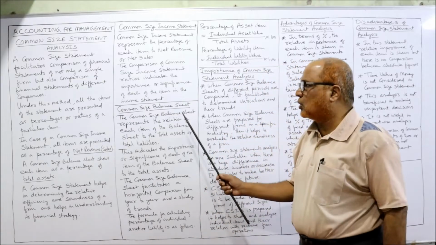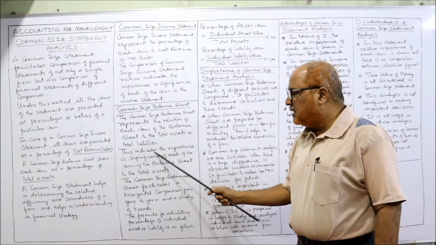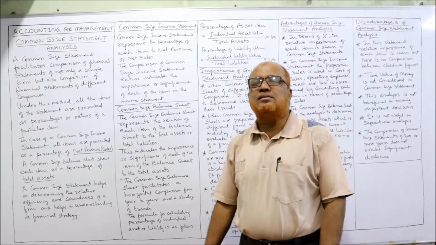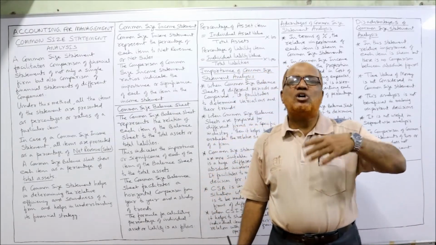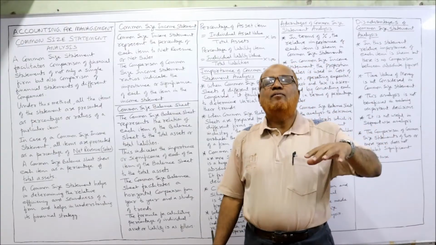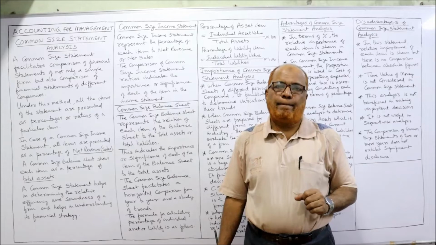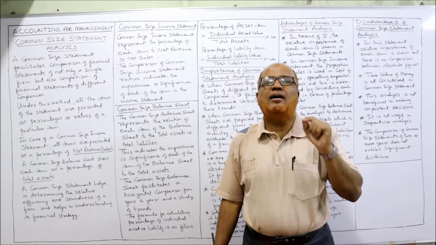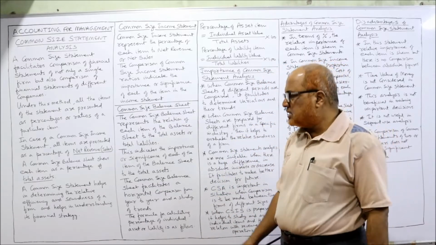The base is total assets. Here the base is net revenue. Now, this indicates the importance or significance of each item of the balance sheet to the total assets. By calculating these percentages, we can know which item is important, which item is significant in the total balance sheet. That we can find out by making a common size balance sheet.